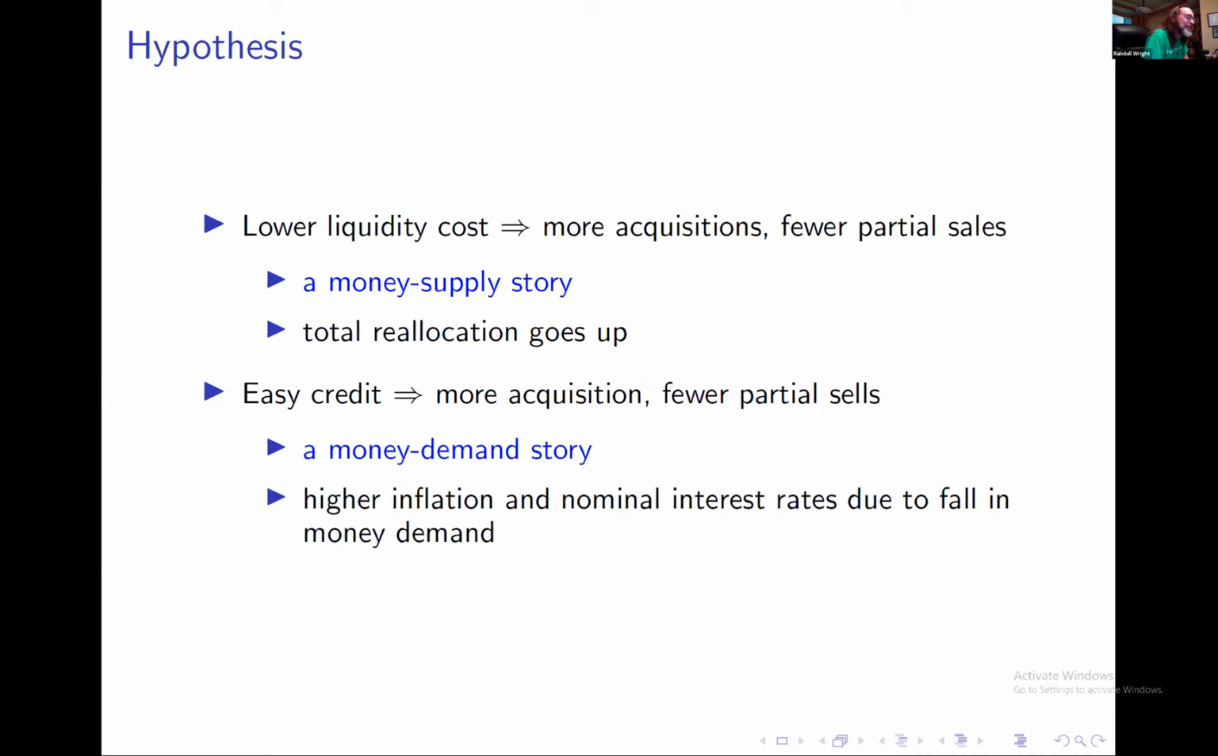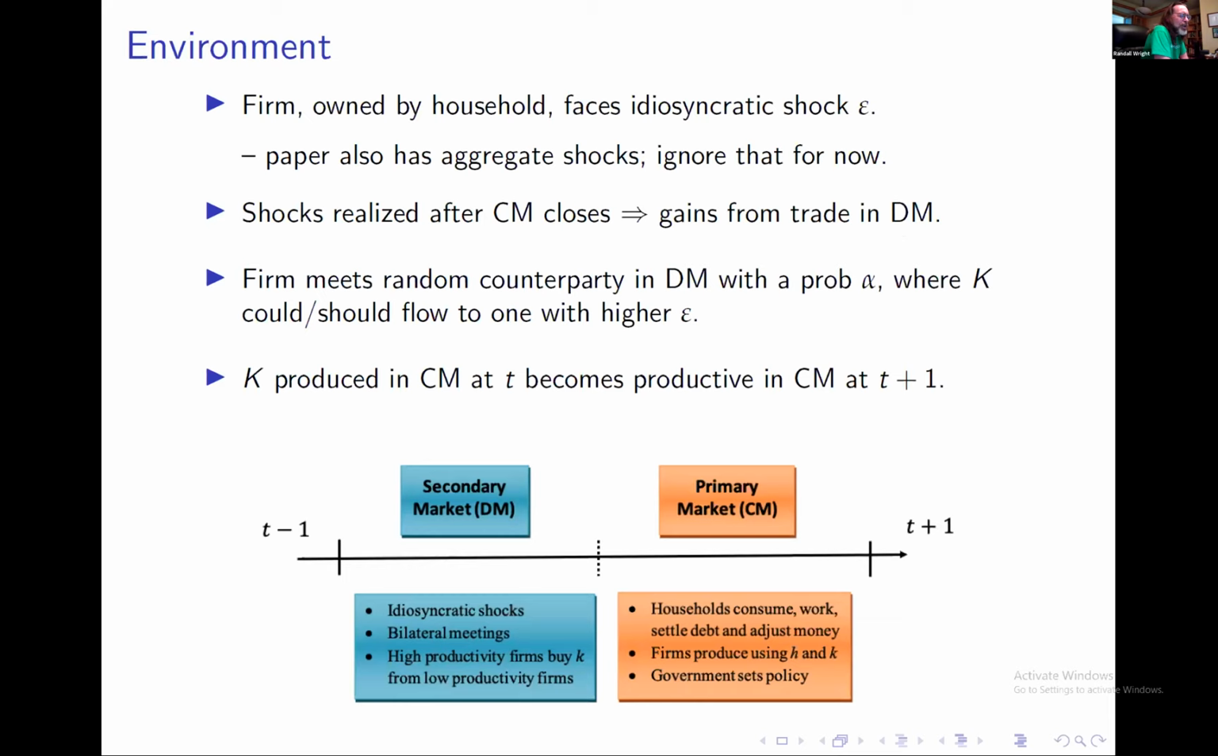So no surprise, we're going to use one of these alternating market scenarios, like Lagos, Wright, and I have talked about for many years in many contexts. It's kind of perfect for our purposes. The centralized market corresponds to what we call the primary capital market. And the decentralized market is the secondary capital market. And in the paper, there's a bunch of motivation and quotes and references about people arguing that the secondary capital market is clearly decentralized. It's not Walrasian. It looks like an over-the-counter market.